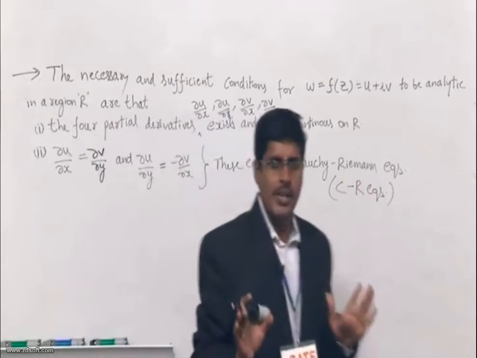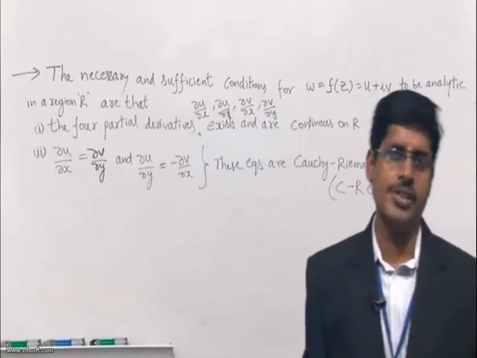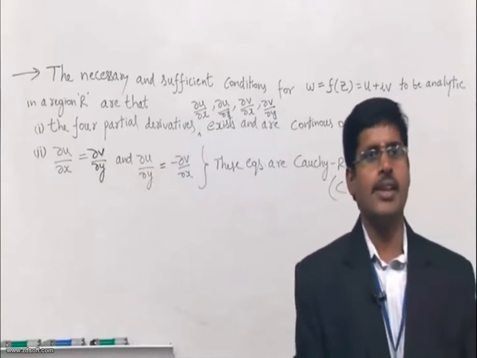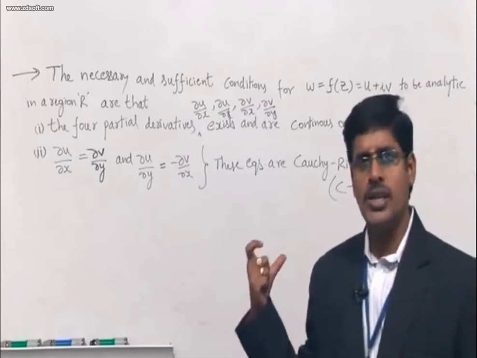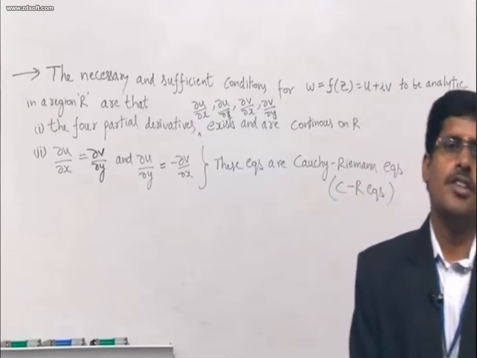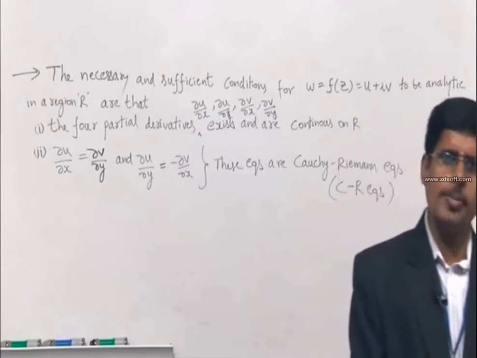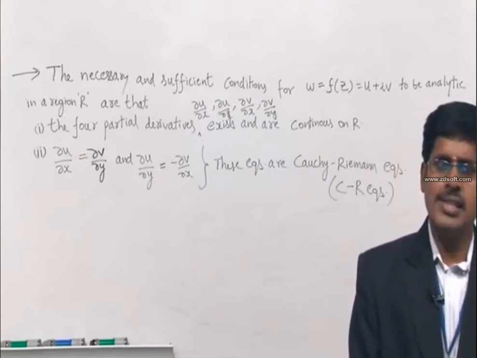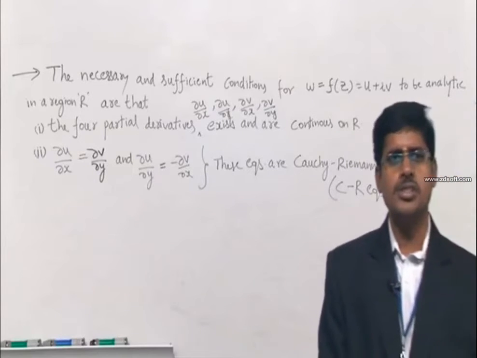See, if the given complex valued function f of z is equal to u plus iv, or w is equal to f of z, to be analytic in a region R, then these two conditions are satisfied. What is that? The four partial derivatives, dou u by dou x, dou u by dou y, dou v by dou x, dou v by dou y exist and are continuous in R. And the second condition gives two equations which are called Cauchy-Riemann equations.